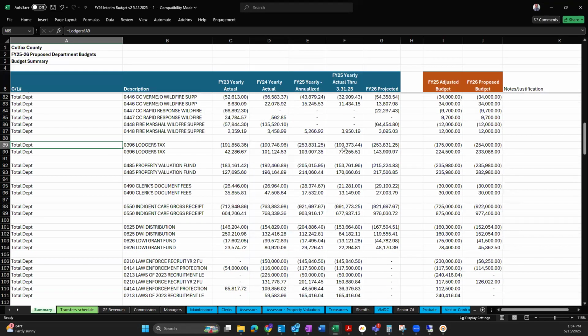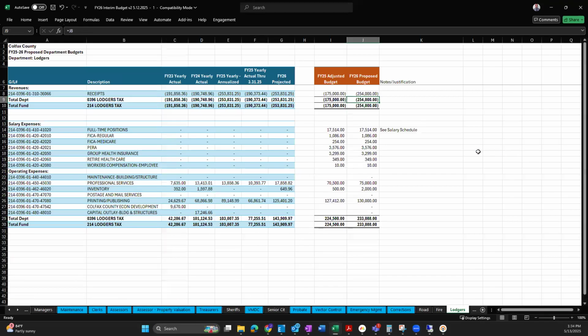Lodgers tax. So lodgers tax, I think there's room to tweak this a little bit. There's some excess being built up, a $20,000, $21,000 fund balance increase in that. So that could potentially be balanced to zero if there are any adjustments that you want to make to that.